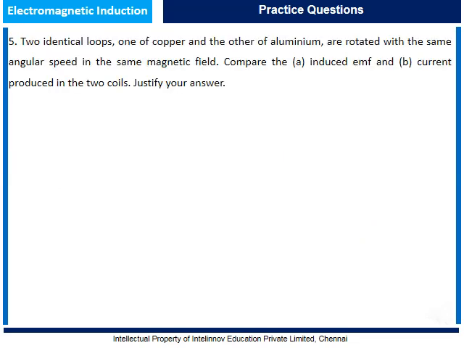Question number 5. Two identical loops, one of copper and the other of aluminum, are rotated with the same angular speed in the same magnetic field. Compare the induced EMF and current produced in the two coils. Justify your answer.